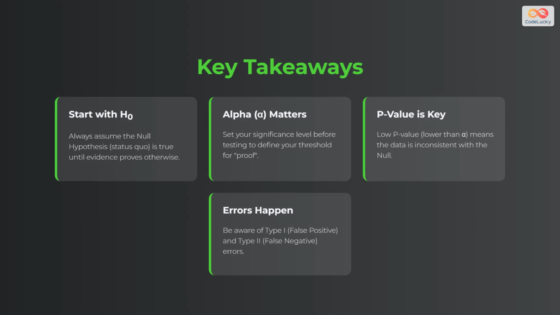To wrap up, remember the logical flow. Always state your null and alternative hypotheses first. Choose your significance level, usually 5%. Collect your data and calculate the p-value. Finally, compare the p-value to your significance level to make your decision. This framework is used everywhere from science to business to validate new ideas.